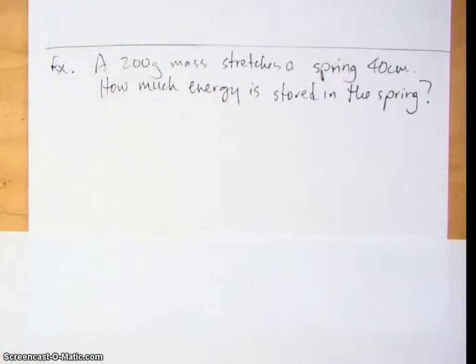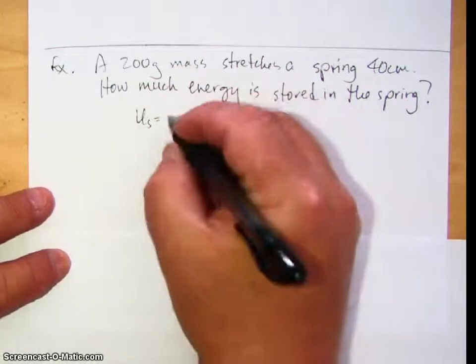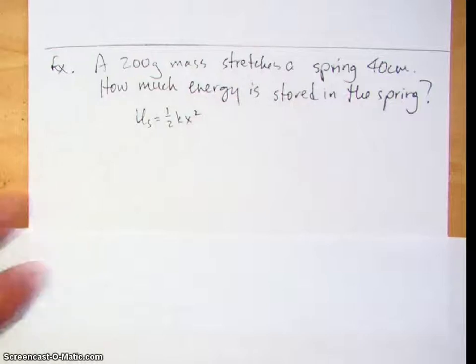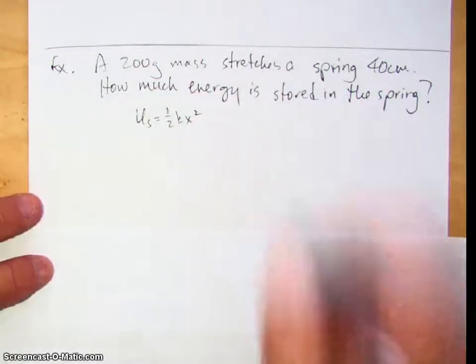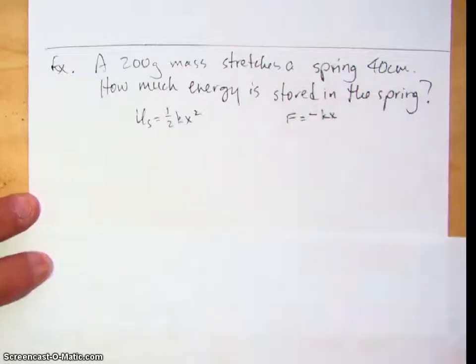A 200-gram mass stretches a spring 40 centimeters. How much energy is stored in the spring? Now, in this case, I'm going to say U of the spring is equal to 1/2 kx squared. In this case, I need to know k. So let's go ahead and solve for k. F is equal to negative kx, and again, the negative sign's only really there for direction.